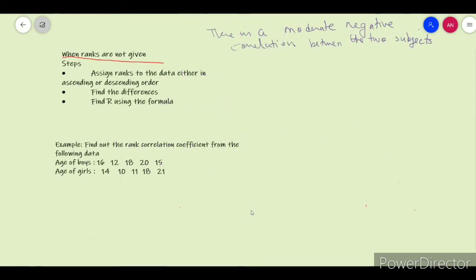So let us take an example of finding the rank correlation coefficient when the ranks are not given. So here, this is the example where we have to find the rank correlation from the following data on the age of boys and age of girls. So remember, in using this rank correlation coefficient, the value of D is important, and D is nothing but the difference in the ranks.